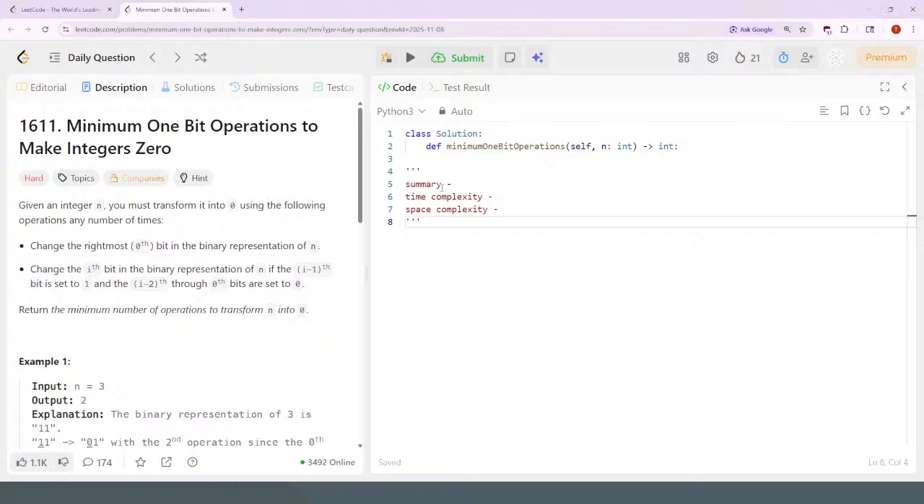Alrighty, time for some late night hard coding. I don't feel great about this one. Alright, anyways, minimum one-bit operations to make integer 0.